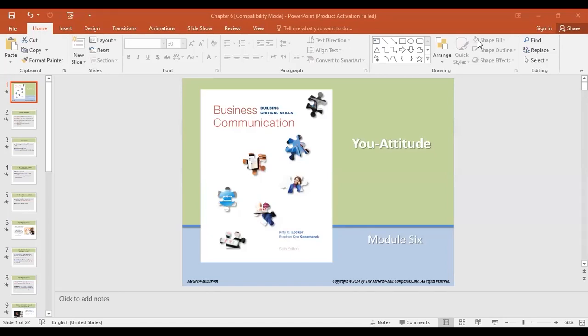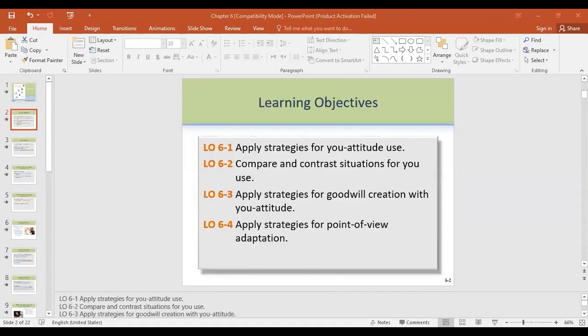Good evening, guys. Today we're gonna start with chapter 6, under the title You Attitude. We're gonna start with the learning objectives. First, chapter 6 focuses on the importance of you attitude in business communication. After completing the chapter, you should be able to apply strategies for you attitude use, compare and contrast situations for you attitude, apply strategies for goodwill creation with you attitude, and apply strategies for point of view adaptation.